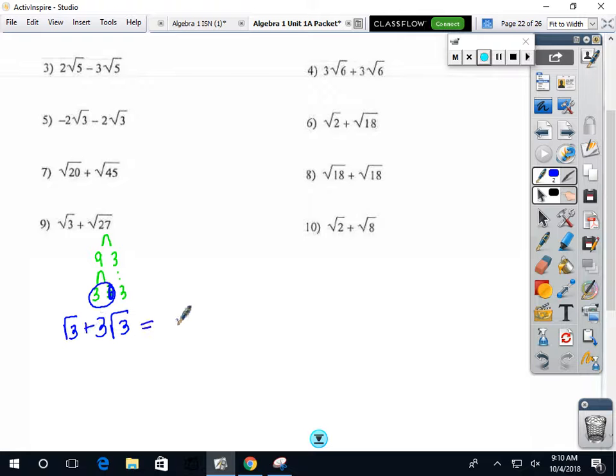And so now what's the answer? Good. 4 square roots of 3. Do y'all all know where he got the 4 from? Correct. There's an understood 1 on this one, and 1 plus 3 is 4.